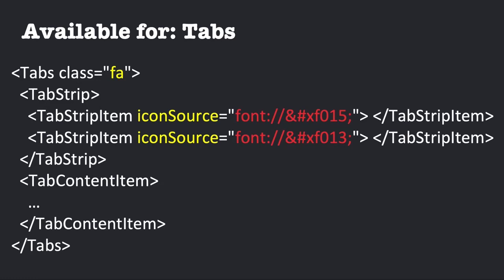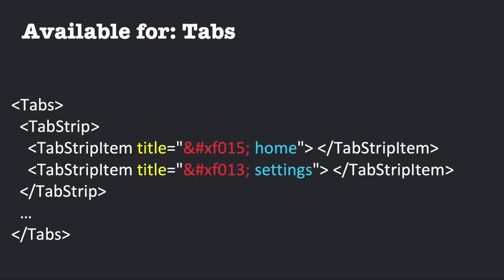And of course, you could still use it the old way, so you could, for example, instead of using icon source, you could say title, but in this case, you don't have to say font:/ you just provide the code for the icon that you want to use, and then maybe some text after this. And this is actually how you can provide both an icon and a text right next to each other if you want to be a little bit more descriptive.